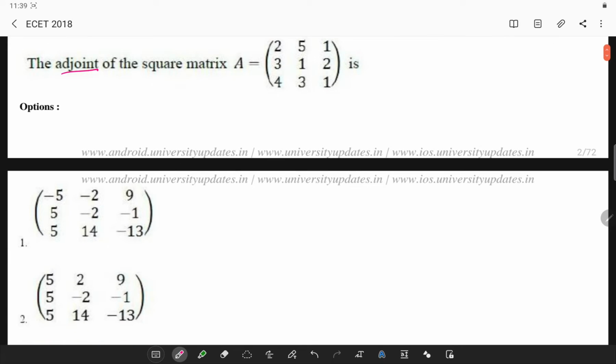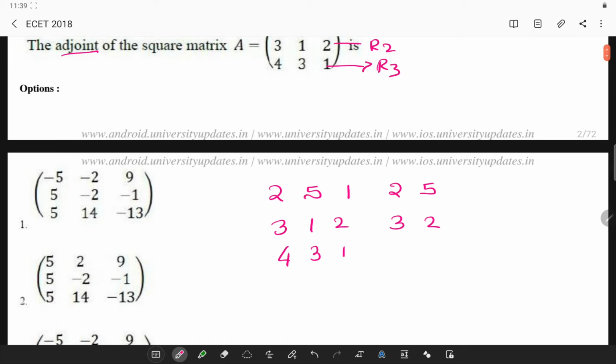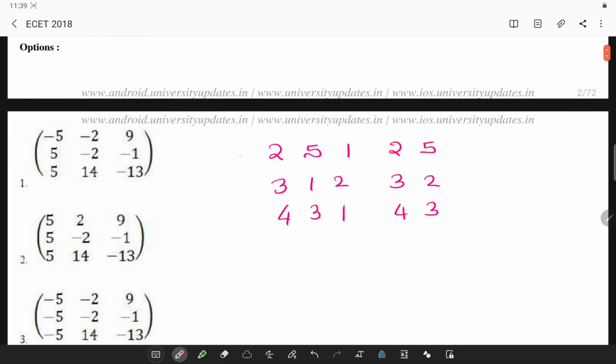The student here has to simply remember a method. So this is your row 1, row 2 and row 3. So simply write your row 1 elements, and then it will again start with the other two elements. Next, write the row 2 elements, and again they will be repeated. So this is for a 3 by 3 matrix. Now again you repeat the first row. So 2 5 1, 2 5, 3 1 2, 3 2.